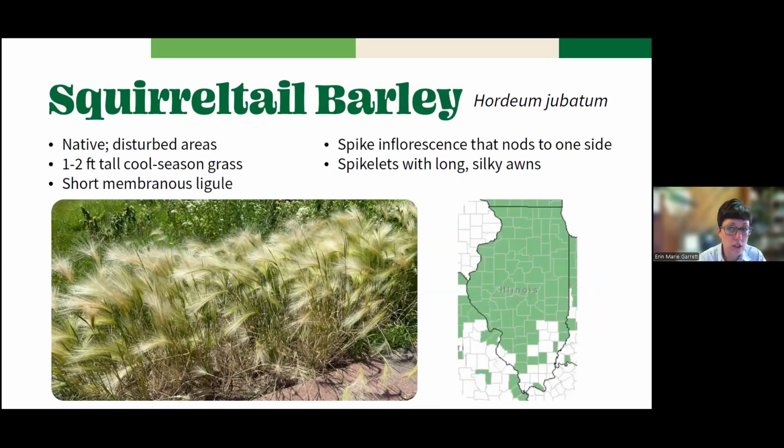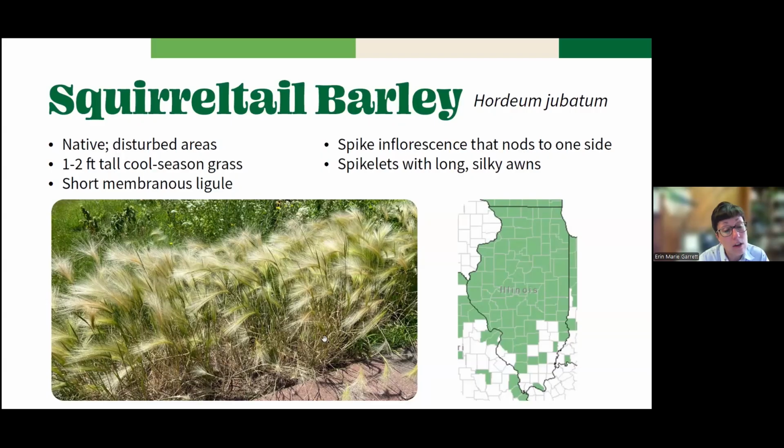Okay, we're going to move into a couple in another genus, the Hordeum genus, some barleys. And these are going to be native, but considered weedy in a lot of instances. So this first one is Squirreltail barley. It prefers disturbed areas, so I would see it in prairie restoration settings. This one I found in a lawn, a big patch of it that had popped up.